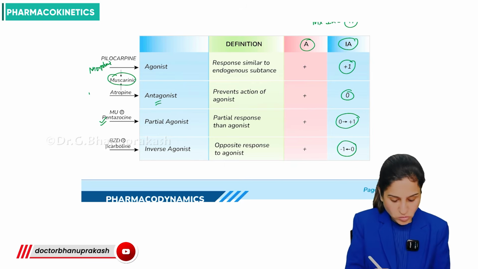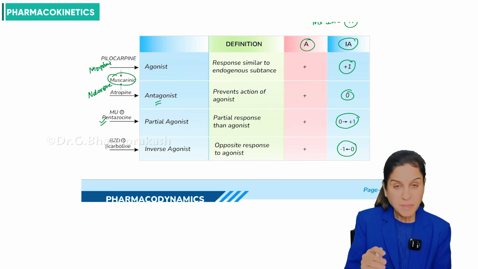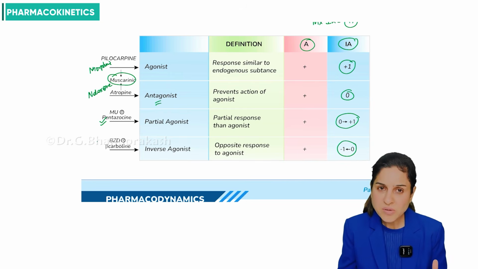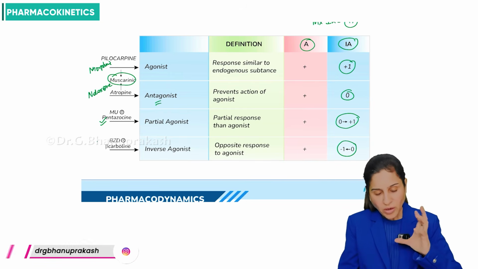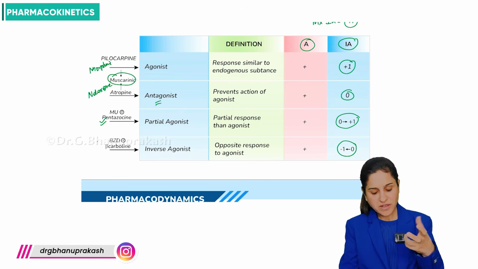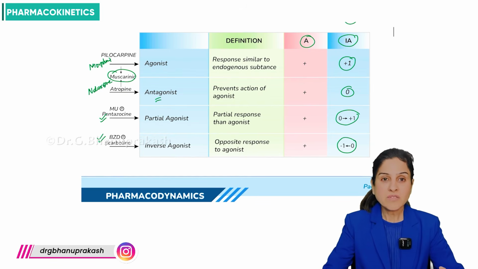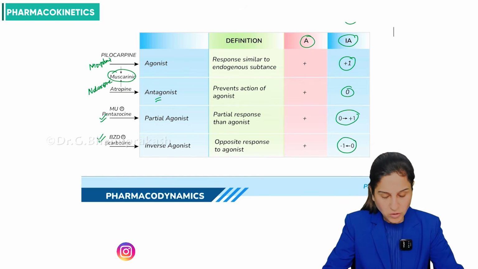And antagonist would be naloxone, right? Partial agonist is pentazocine. And we don't have very many inverse agonists in clinical practice, so there are very few examples. One of the examples is beta carboline, which acts as an inverse agonist for benzodiazepine.